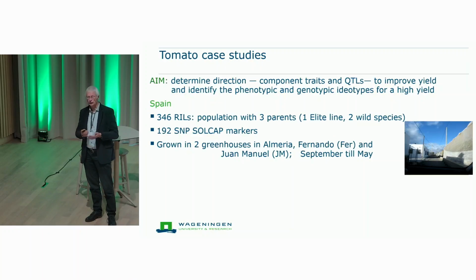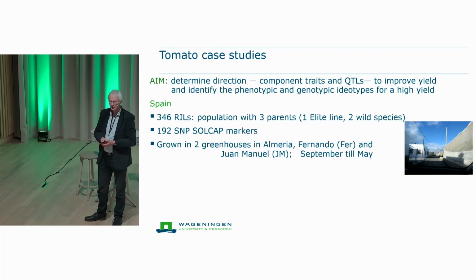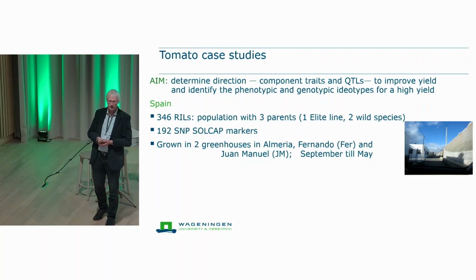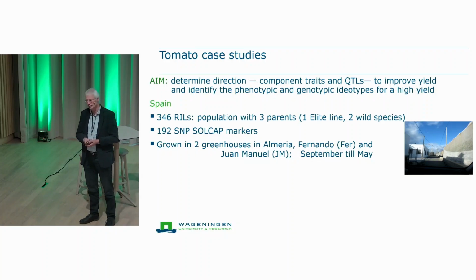So the aim of the work with 2 tomato case studies is to determine the direction, both as component traits and as QTLs, for improving the yield, and to identify the phenotypic and genotypic ideotypes for a high-yielding cultivar. And as said, there were 2 case studies, one in Spain, where we had 346 RILs in a population with 3 parents, 1 elite parent and 2 wild relatives of tomato.